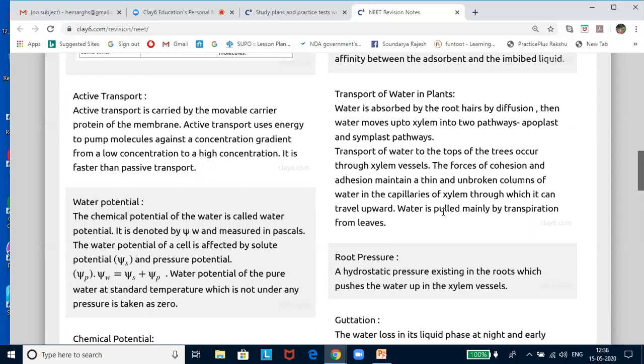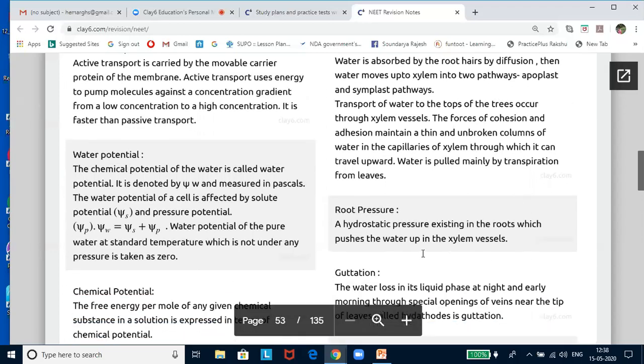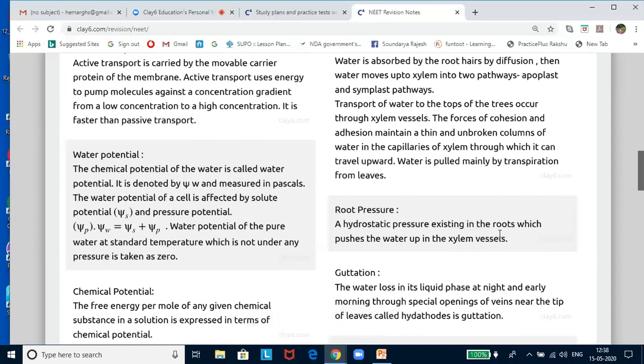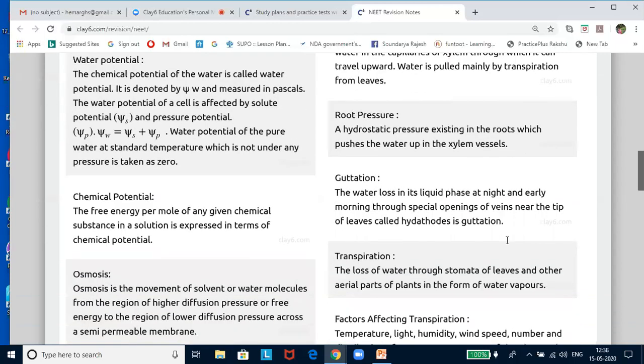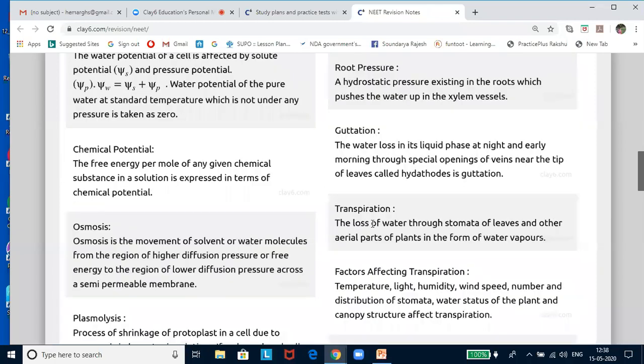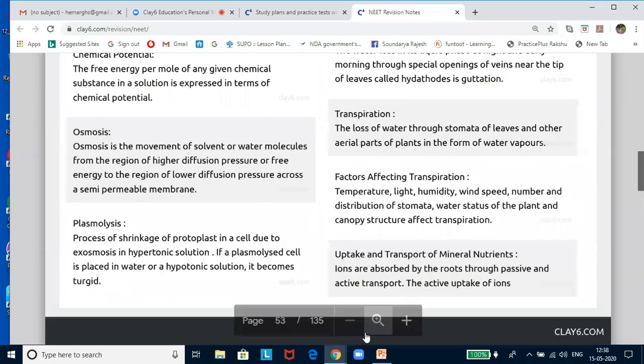Now, absorption of water. Root pressure is the hydrostatic pressure existing in the roots, which pushes the water up in the xylem vessels. Now, let us look into guttation. The water loss from the aerial parts of the plant in the form of liquid water is known as guttation.